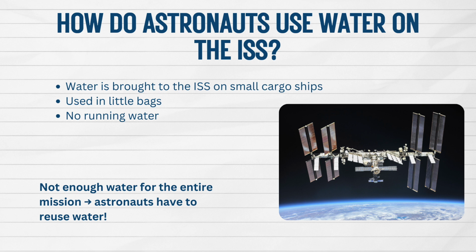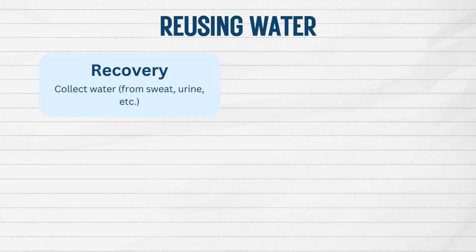Now, there definitely can't be enough water brought to the ISS for their entire mission, so astronauts actually have to reuse water. But to reuse water, we first have to recover it. So we have to recover the water that we use. This is usually in the form of sweat or urine.